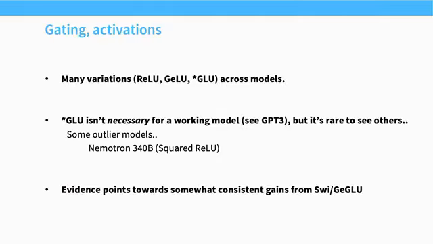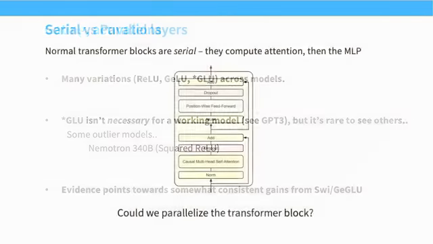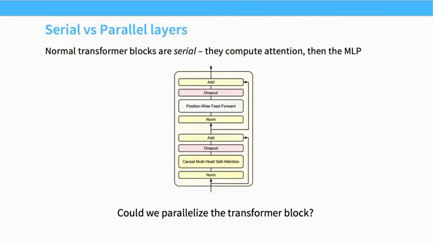That's not to say that gated linear units are necessary. I mean, GPT-3 was that. I think the Nemotron 340B model used a squared ReLU, which is a kind of a crazy choice, but that works too. Both of these models are perfectly performant, but it's actually quite rare to see anything that's not trained on a gated linear unit. Right? So evidence is pointing towards consistent gains on using these gating tricks. Okay, so those are, I think, the more consensus choices for things that we can do in architecture.